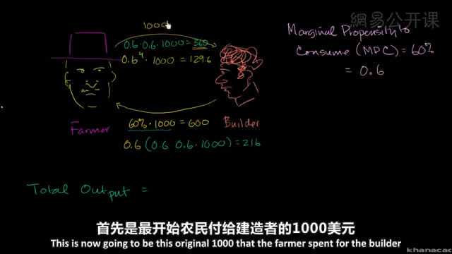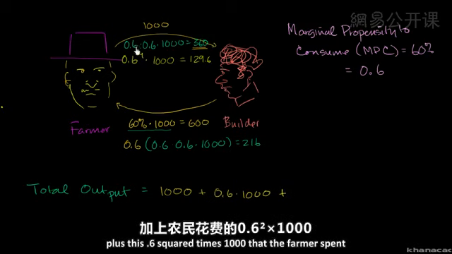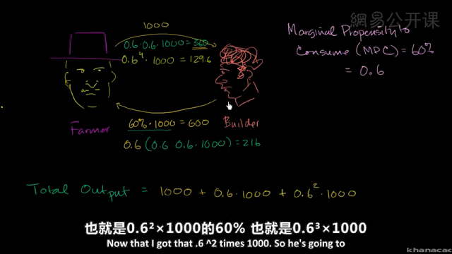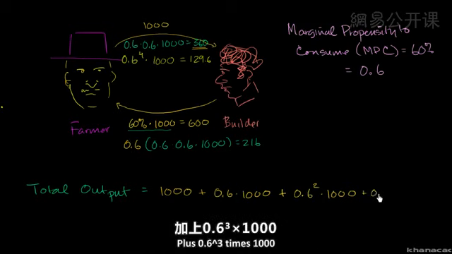This is now going to be that original 1,000 that the farmer spent for the builder. Plus this first, 0.6 times 1,000 that the builder spent, that's $600. Plus then the farmer said, I'm going to spend 60% of that. So that was 0.6 squared times 1,000. And then this guy said, I'm going to spend 60% of that now that I got that 0.6 squared times 1,000. And that gave us 0.6 to the third power times 1,000.